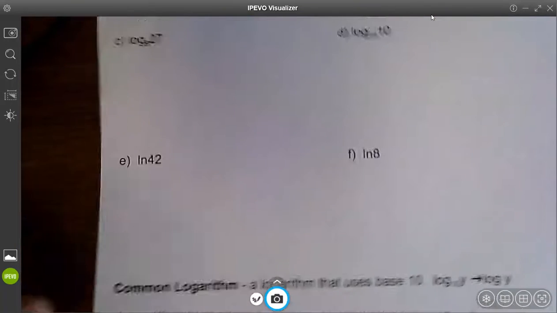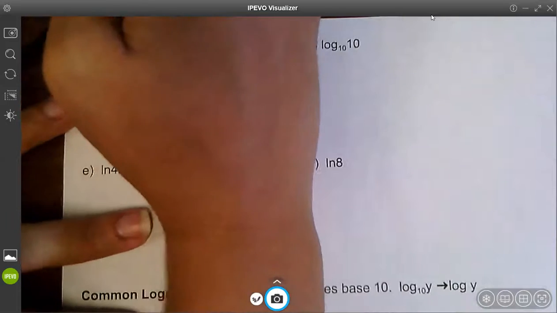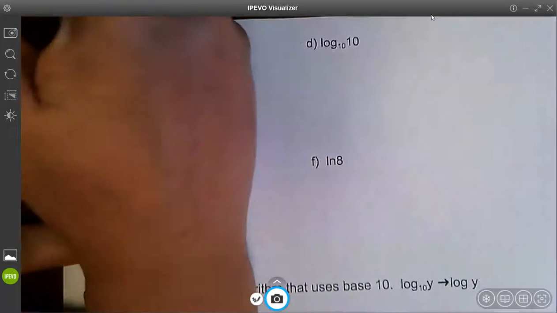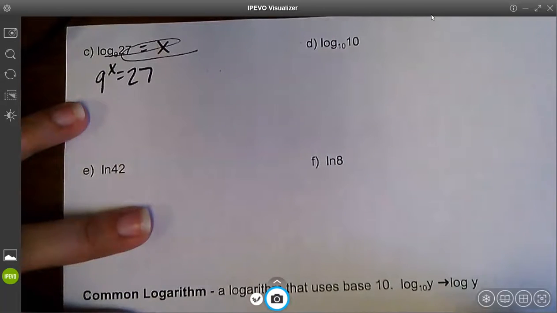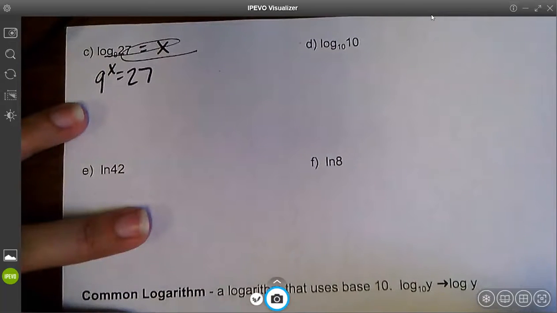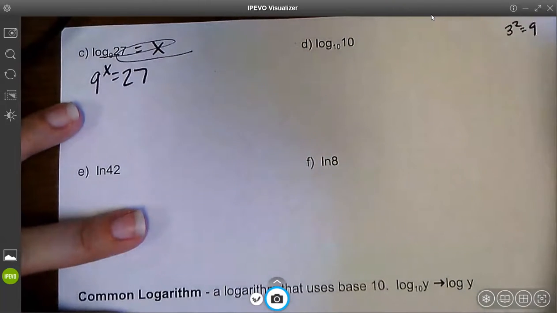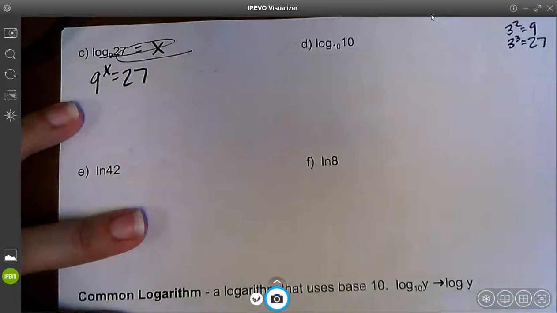All right, a couple more. Log base 9 of 27 equals x. So I'm going to convert that to exponential form. 9 to the x equals 27. So 9 I cannot get by doing anything to 2, but I can by 3. 3 squared is 9. 3 cubed is 27. So maybe that helps there.